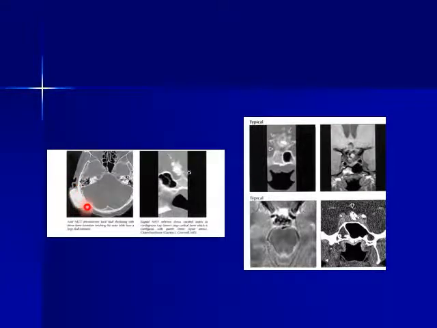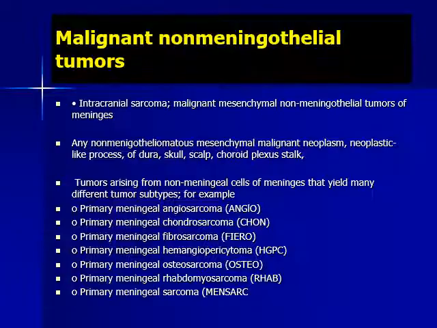This is an example of osteoma. Okay, again, osteoma. Okay, this is an example of chondroma. It shows chondroid matrix with calcification like this. The counterpart of these lesions is the malignant. You can see angiosarcoma, chondrosarcoma, osteosarcoma, and so on.